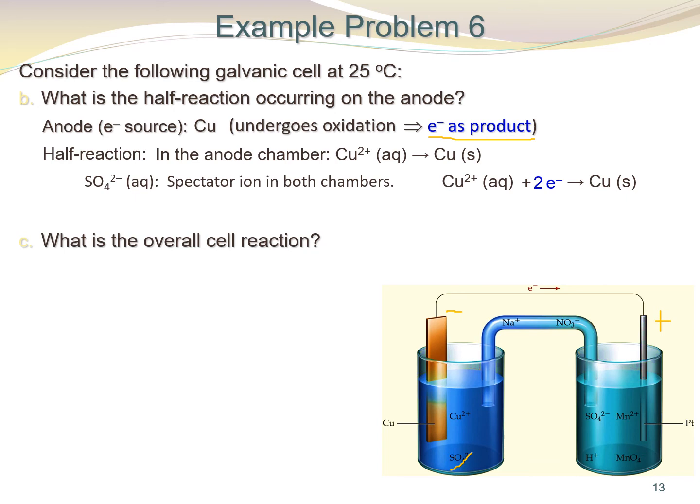In order to balance this equation, we need 2 electrons. And here, as we realize, we have electrons on the wrong side of the equation because according to our golden rule, electron must be product. So the half reaction on anode is copper yields copper 2 plus with 2 electrons.